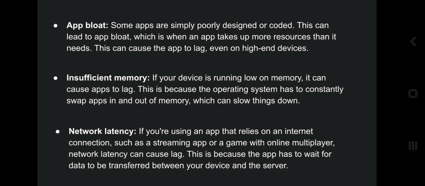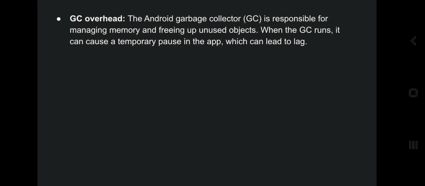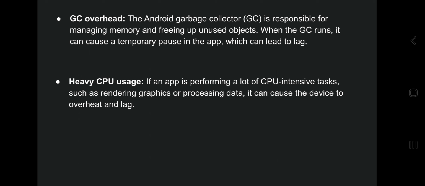If you are using an app that relies on an internet connection, such as a streaming app or a game with online multiplayer, network latency can cause lag. This is because the app has to wait for data to be transferred between your device and the server. The next is GC overhead. The Android garbage collector is responsible for managing memory and freeing up unused objects. When the GC runs, it can cause a temporary pause in the app, which can lead to lag.